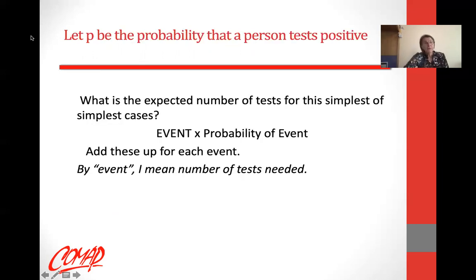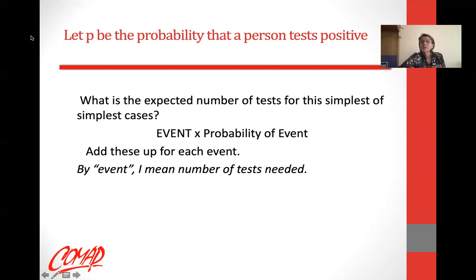So if we think about this simple case, we want to think about what's the expected number of tests, and thinking about a little bit of expected value in terms of mathematics. The event times the probability of the event is usually the way we calculate expected value. And by the event, I mean the number of tests needed.